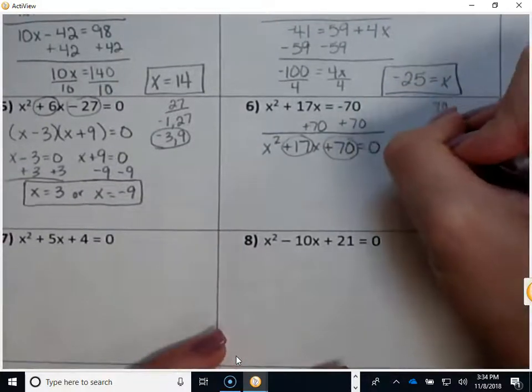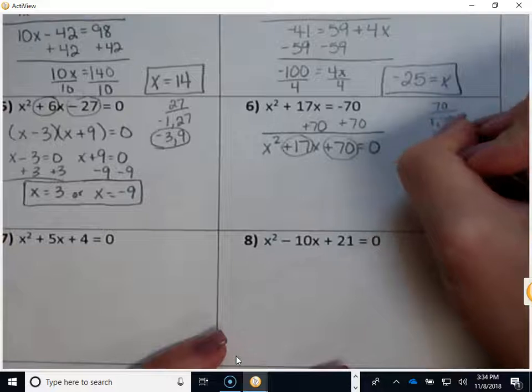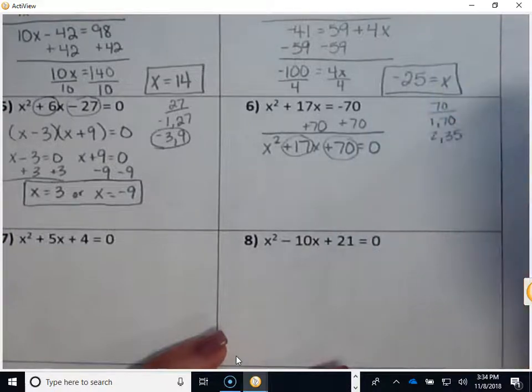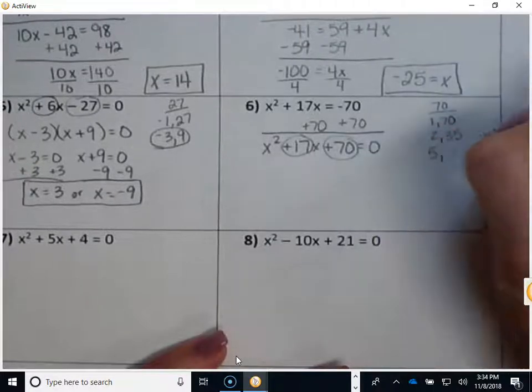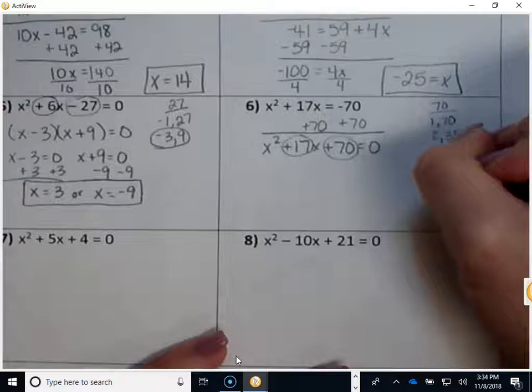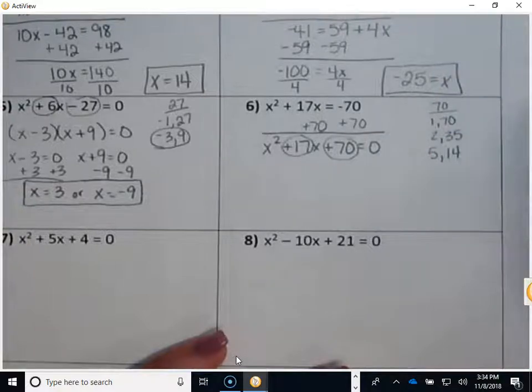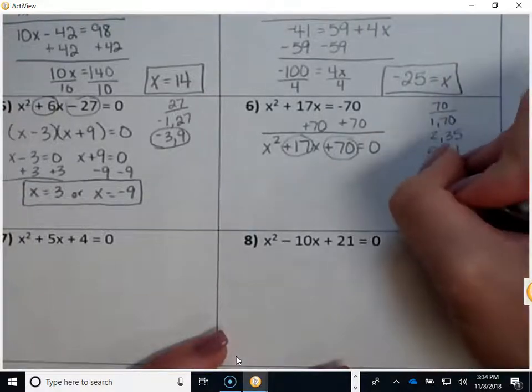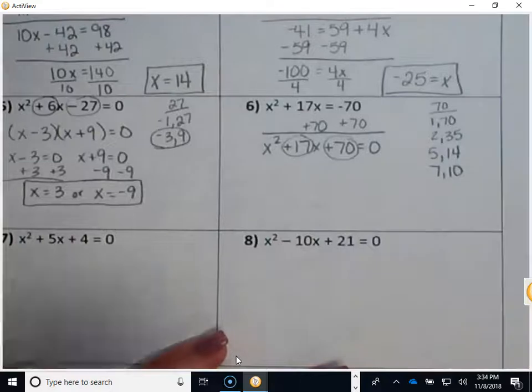We've got 1 and 70, 2 and 35. 3 does not go into it evenly. 4 does not go in evenly. 5 and 14. 6 does not go in evenly. And then our last one will be 7 and 10. All right, so those are all my possible factors for 70.